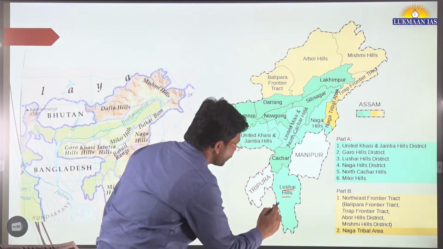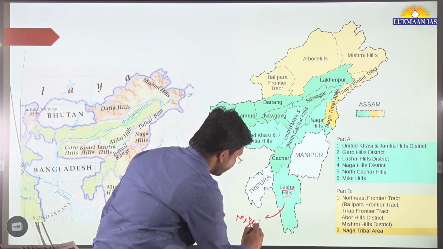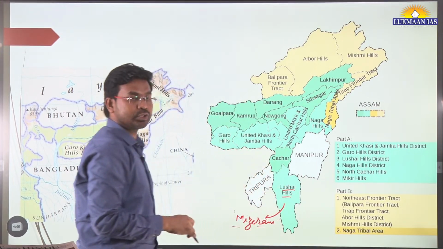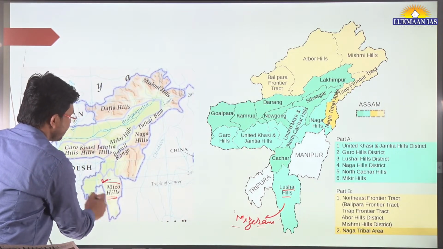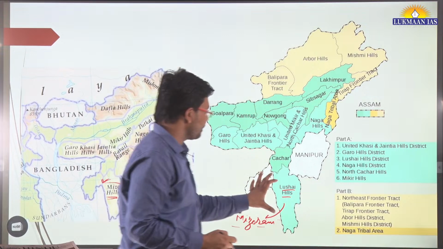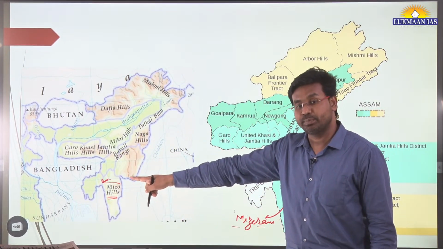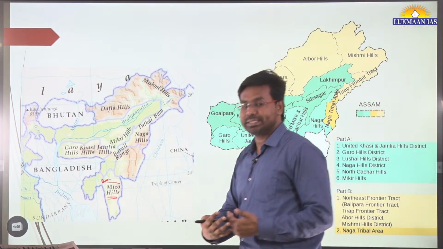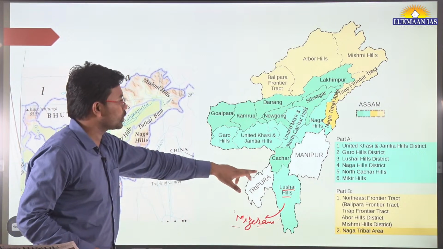Lushai Hills lies where Mizoram lies. Mizoram is a state. Over here we have Lushai Hills. These hills are also known as Mizo Hills. Over here we can see another map. In this map they have mentioned Lushai Hills, and over here they have mentioned Mizo Hills. Both are right. Mizo Hills means the name of the state came from these hills itself, but earlier it was also known as Lushai Hills.